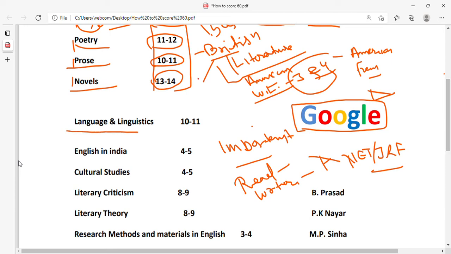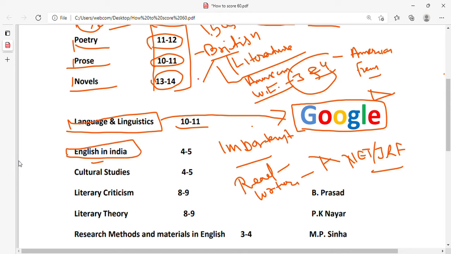You have language and linguistics. Now you don't have one particular book for language and linguistics, you have many books. There are a lot of books to study. Then again you will say this is not a smart way to prepare for this exam. You just Google every single concept which is there, you just Google it.